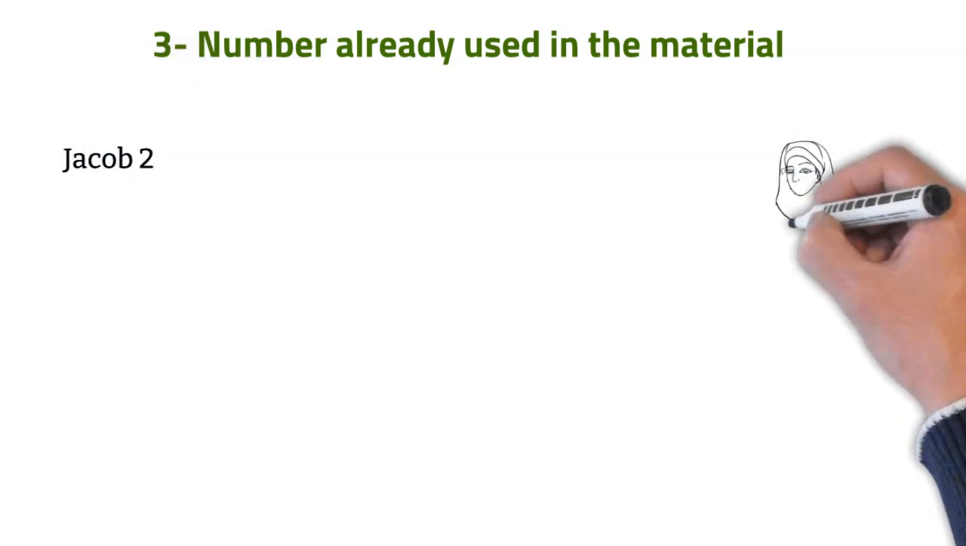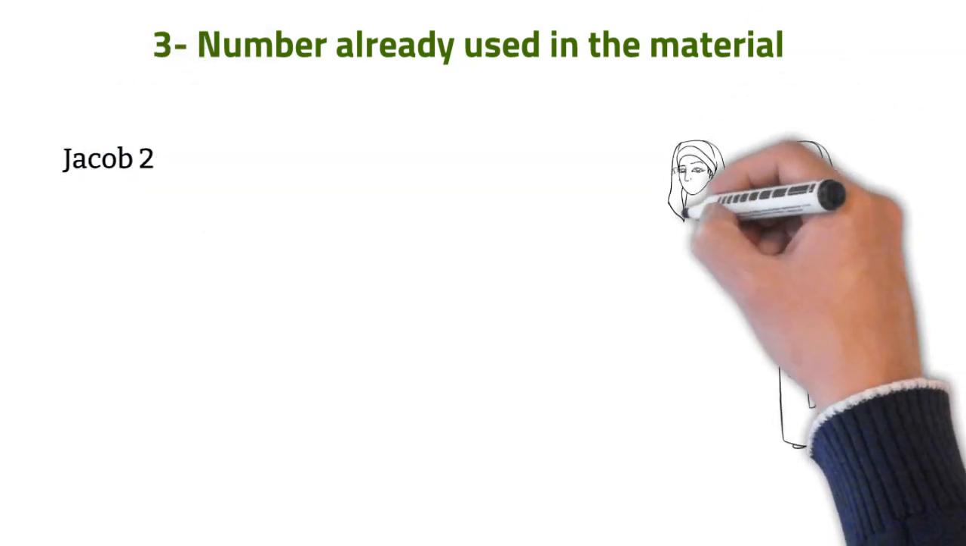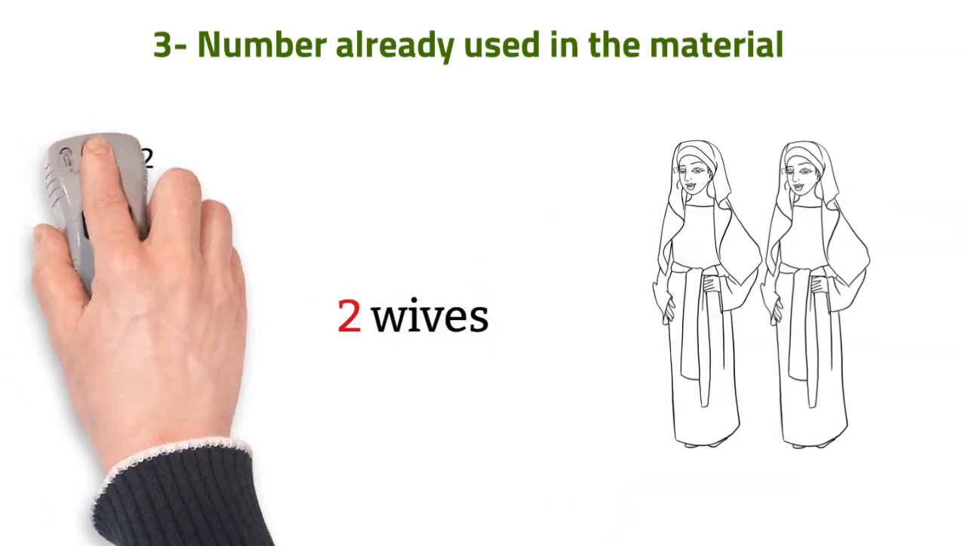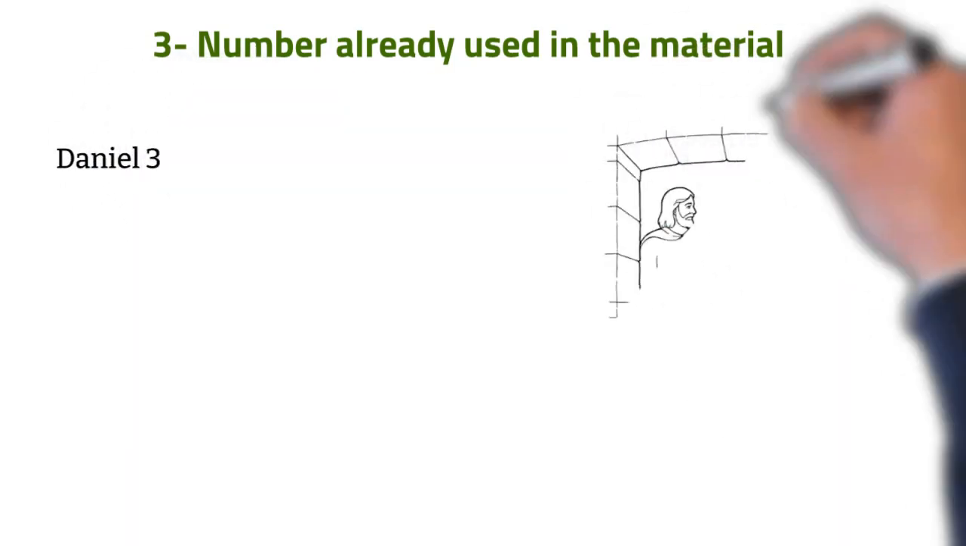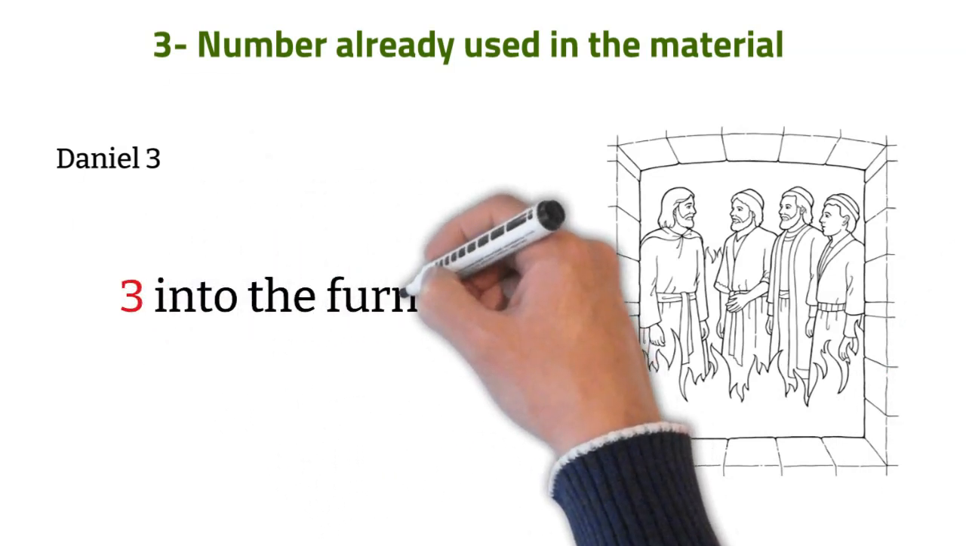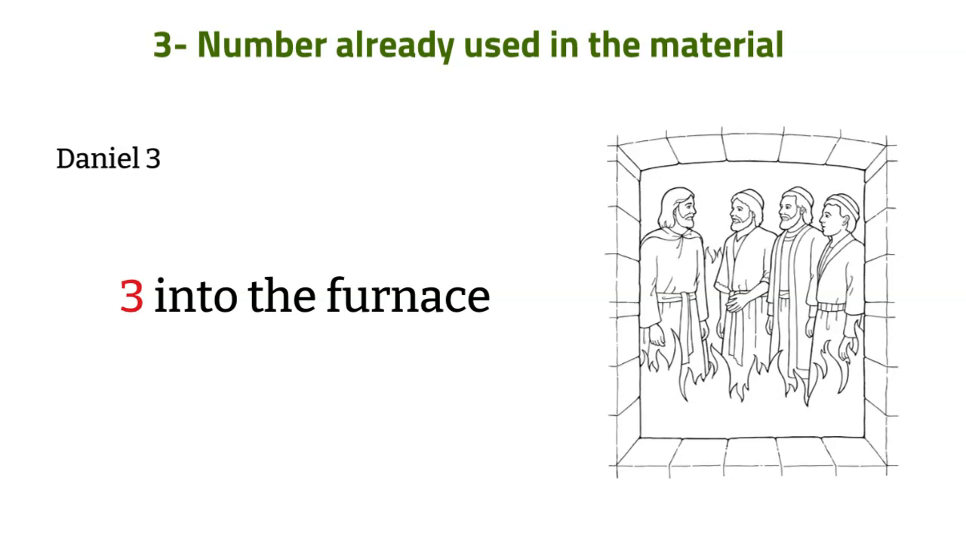In Jacob chapter 2, Jacob preaches against plural marriage, 2 wives. In Daniel 3, Shadrach, Meshach, and Abednego, 3 of them, refuse to bow down to false gods and are cast into the fiery furnace. They are preserved and come out unharmed.